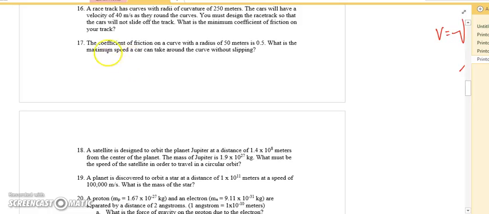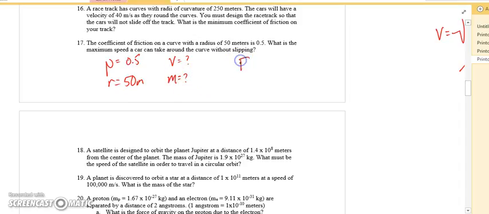Number 17 here. The coefficient of friction on a curve around a track is 0.5, and the radius of that turn is 50 meters. What is the maximum speed the car can take around the curve without slipping? So we're looking for velocity here. Now, the mass is also unknown, and again, it's irrelevant in this situation.